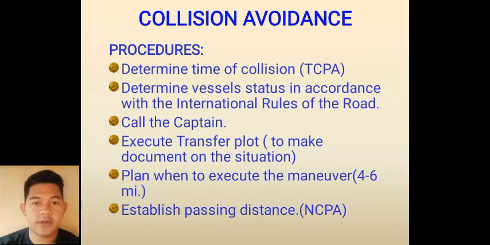So, collision avoidance procedures: first, determine time of collision, TCPA. Second, determine vessel's status in accordance with the international rules of the road. Third, call the captain. Fourth, execute transfer plot to make a document on the situation. Plan when to execute the maneuvering, 4 to 6 miles. Establish passing distance, or NCPA.